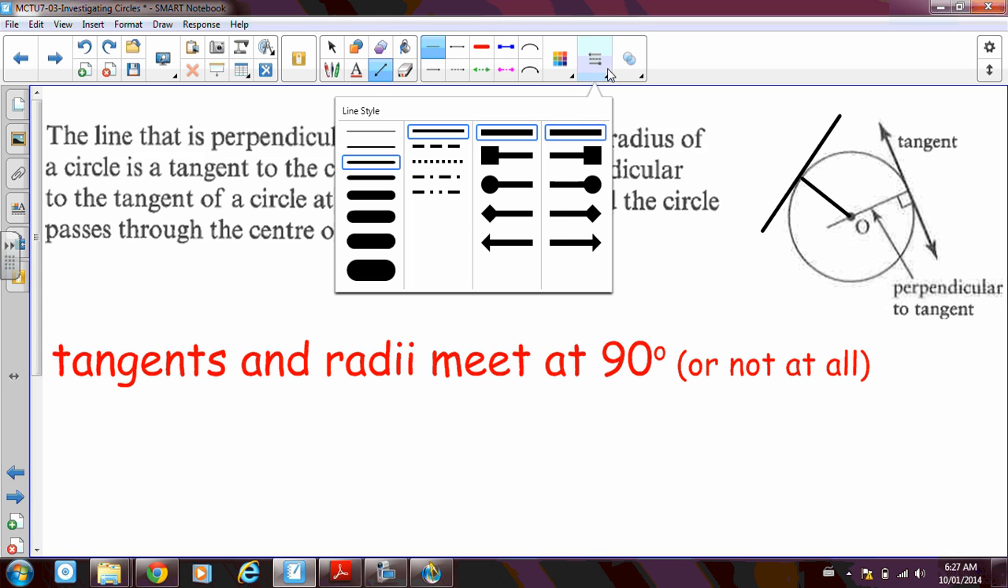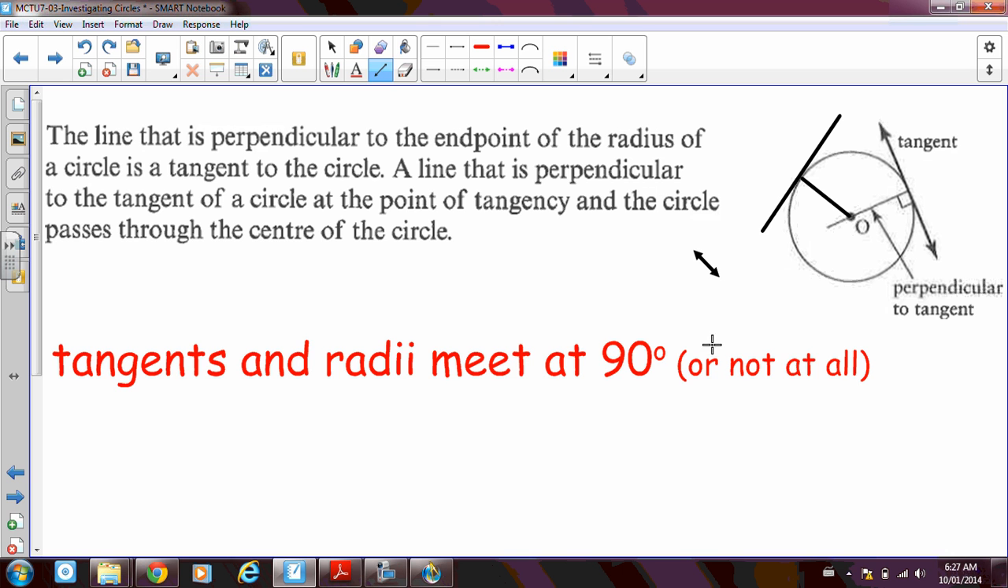And I suppose my tangent should have arrows on it. That's not what I want to do. Anyways.